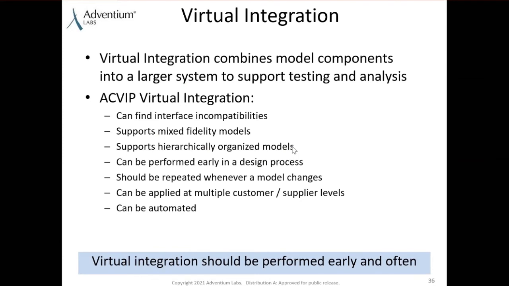Now talking about virtual integration, a key portion of ACVIP. That's the idea that we can combine model components into a larger system to support analysis and testing. Virtual integration in ACVIP lets us find interface inconsistencies. It supports mixed fidelity models, so one component can be at one level of detail and another component can be at a different level of detail. It supports hierarchically organized models, this idea of refinement.